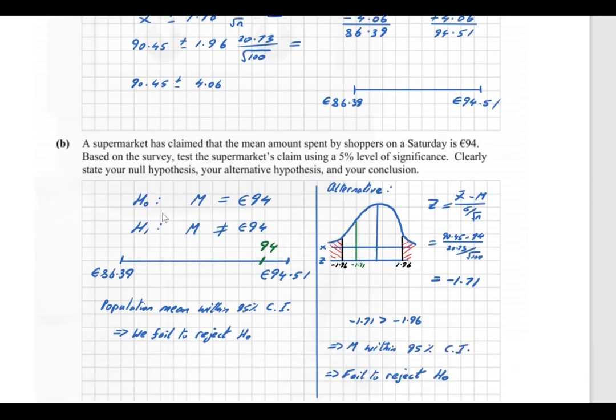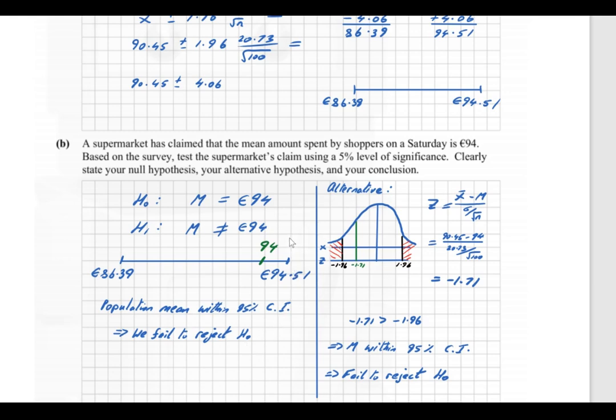So since our null hypothesis turns out to be correct, we're inside, well then we can actually make our statement. Don't forget to answer in a double negative: we fail to reject the null hypothesis. That's the answer. That's what it's said to do here. State your null hypothesis clearly, your alternative hypothesis, and your conclusion. So we fail to reject the null hypothesis is our conclusion.